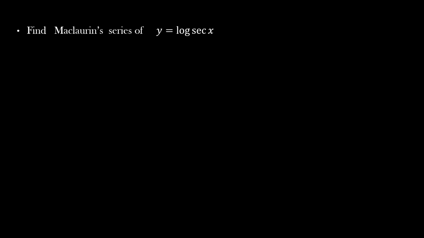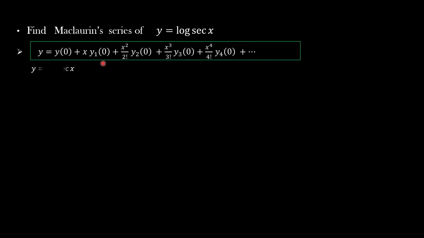Next problem. Find Maclaurin series of log of secant x. Since y is equal to log of secant x implies y of 0 is equal to log secant 0, that is equal to log 1, which is equal to 0. To get y1, differentiate log of secant x with respect to x, and derivative of log of secant x is 1 by secant x into secant x into tan x. Therefore, y1 is equal to tan x, which implies y1 of 0 is equal to tan 0, which is equal to 0.